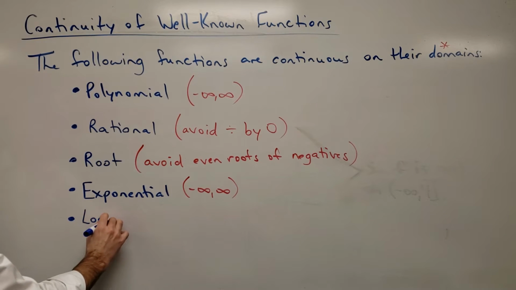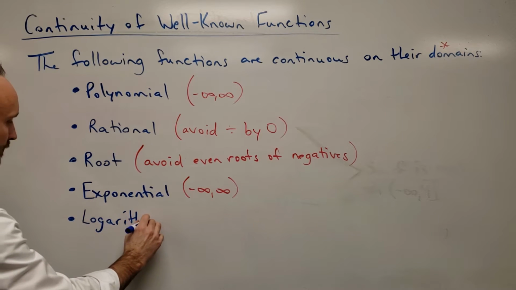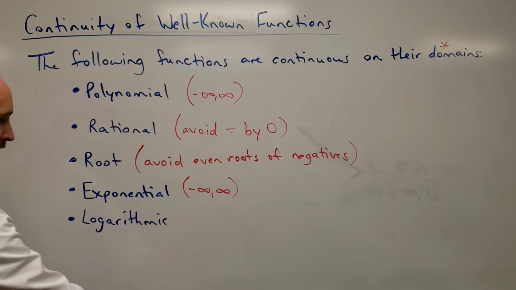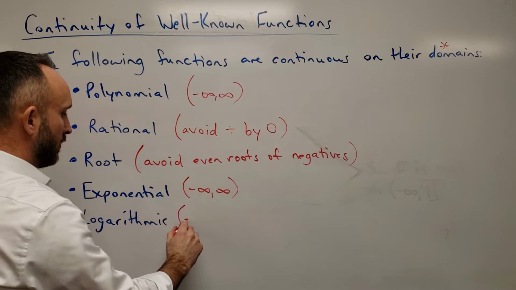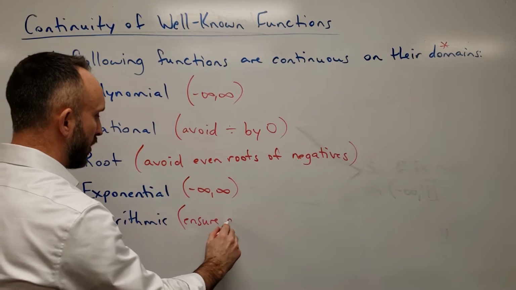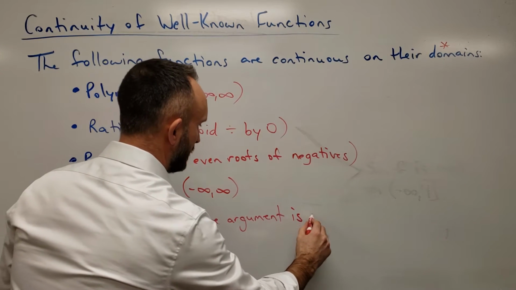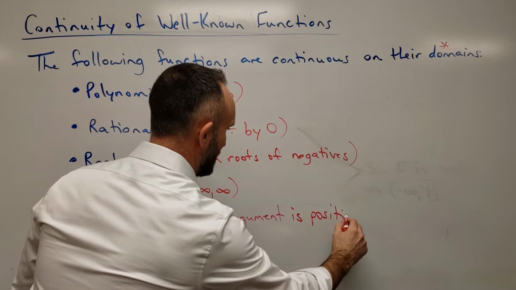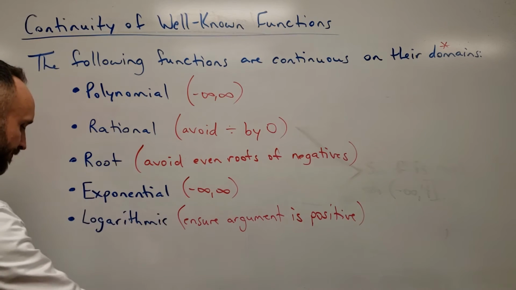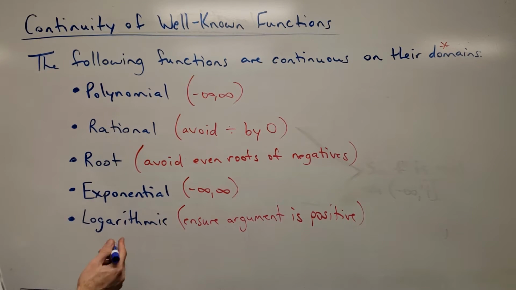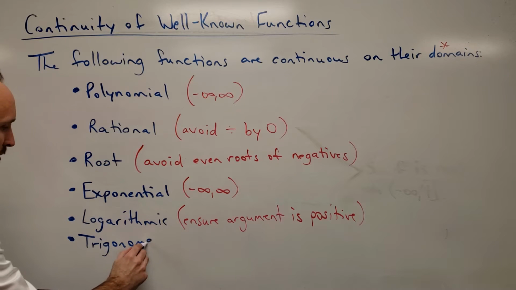Logarithmic functions. Not quite as nice. What you need to do on these is ensure that the argument is positive. It can't be 0. It can't be negative. You've got your trigonometric functions, which all sort of vary. But again, some are fractions, so you avoid dividing by 0.